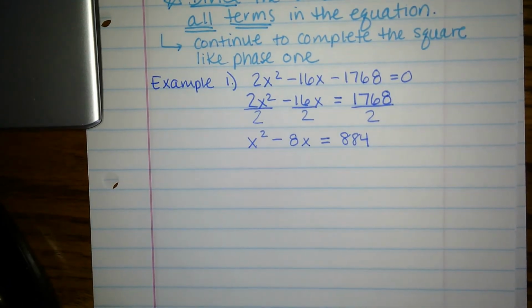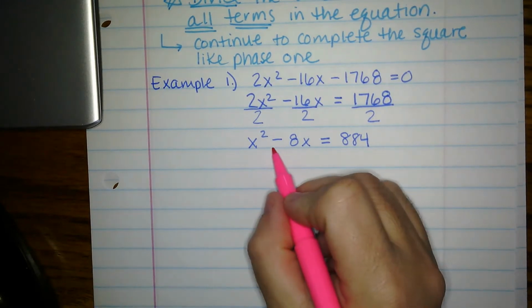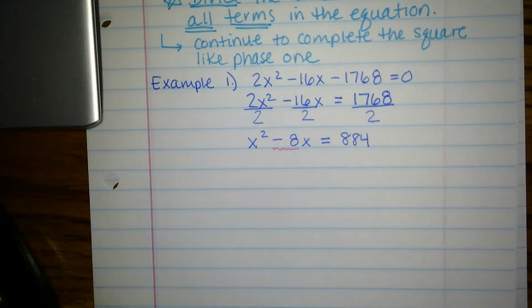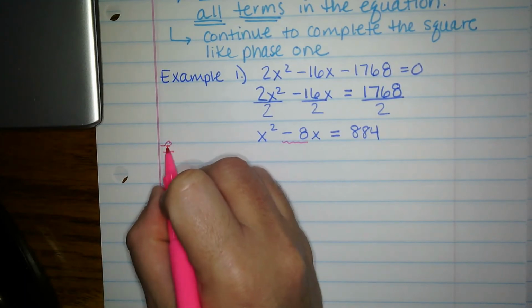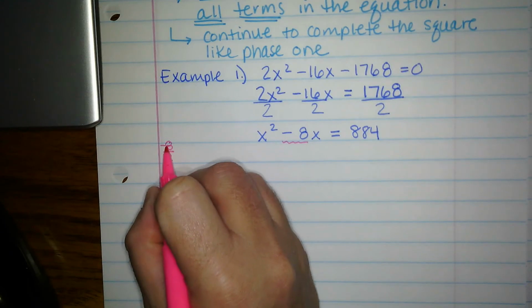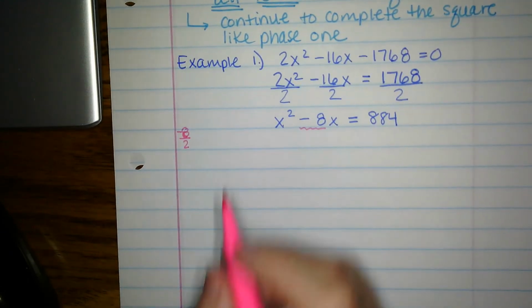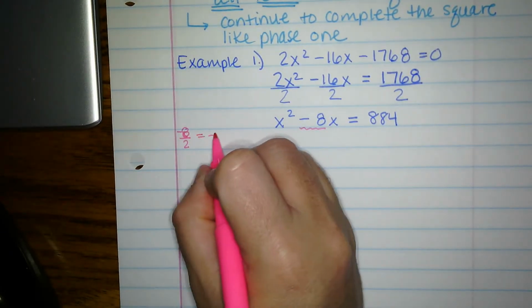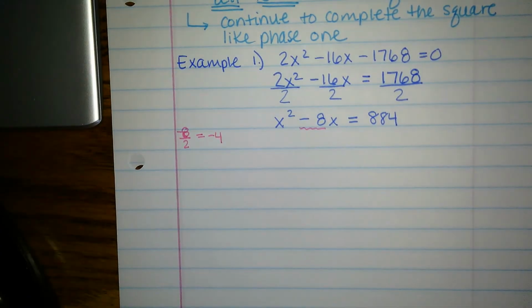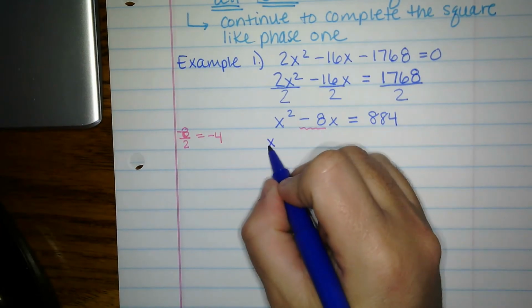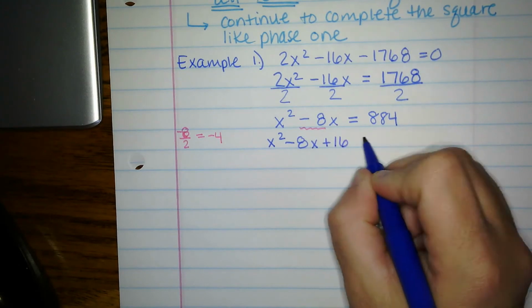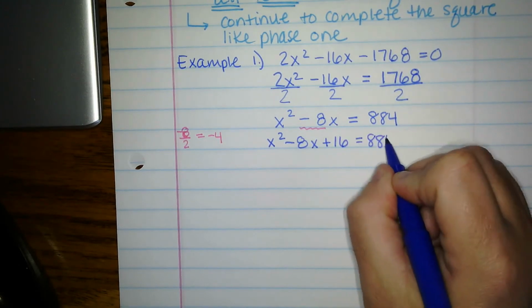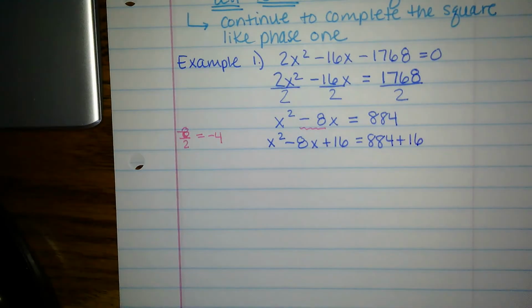We are going to look for our b term. Our b term is negative 8. I'm going to take half of negative 8, so negative 8 divided by 2, and that gives me negative 4. Don't forget that after we take half of our b term, we still have to square it. So negative 4 times negative 4 is positive 16. And that is what we are going to be adding to both sides of the equals.